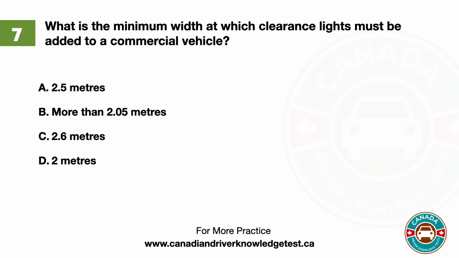Question 7. What is the minimum width at which clearance lights must be added to a commercial vehicle? A. 2.5 meters. B. More than 2.05 meters. C. 2.6 meters. D. 2 meters. The answer is B. More than 2.05 meters.